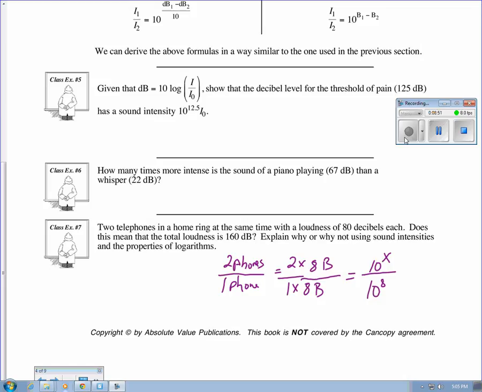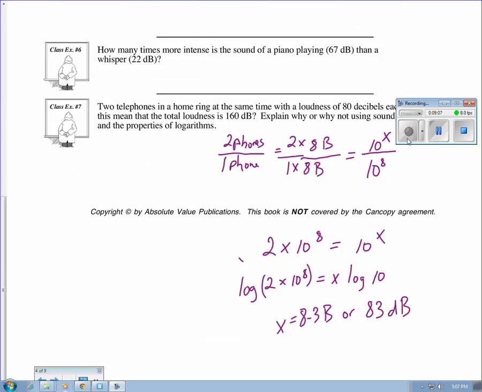We want to try to figure out what the intensity is like for those 2 phones. So I've got 2 phones ringing at 8 bells compared to 1 phone ringing at 8 bells, and I want to solve for x. I have 2 times 10 to the 8 equal to 10 to the x. I'm trying to figure out the decibel rating. Take the log of both sides, a very familiar skill. The log of 2 times 10 to the 8 is actually 8.3. That would have been the unit bell. Multiply by 10 to get decibels.